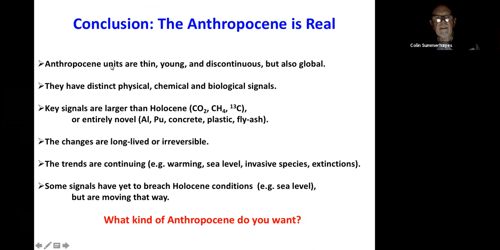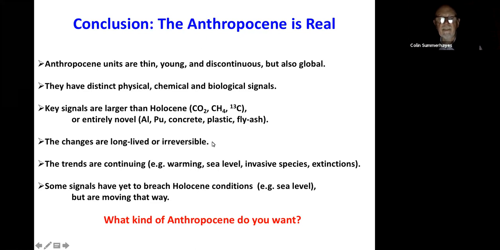The Anthropocene units that we have are thin and young and discontinuous, but they're also global. We can see they've got distinct physical, chemical, and biological signals. The key signals are larger than those in the Holocene, for example, carbon dioxide, methane, and carbon-13, or those signals are entirely novel, like aluminium, plutonium, concrete, plastic, and fly ash, none of which were around in the Holocene.